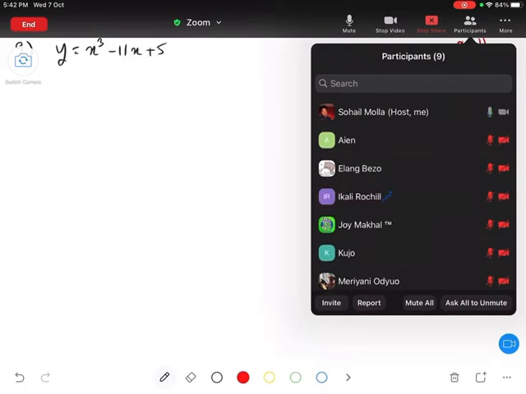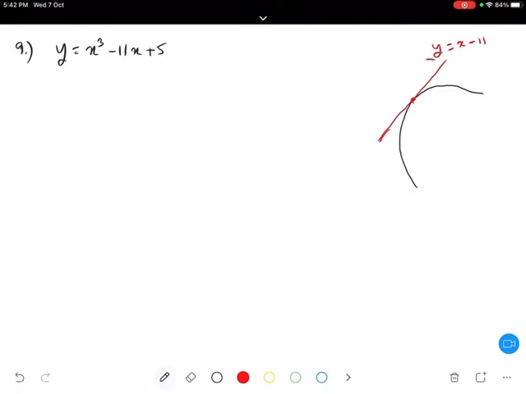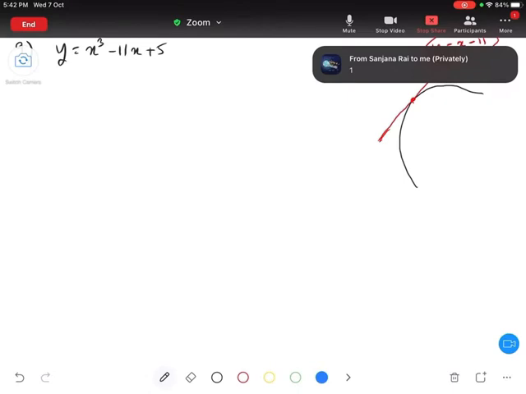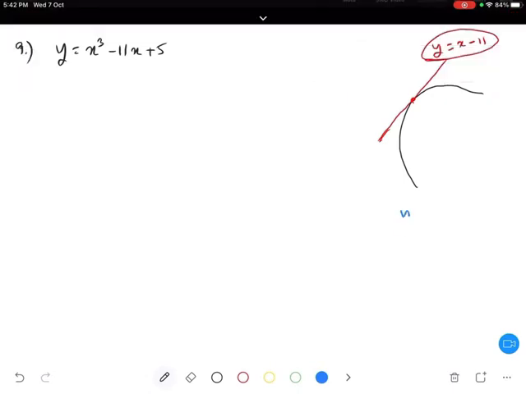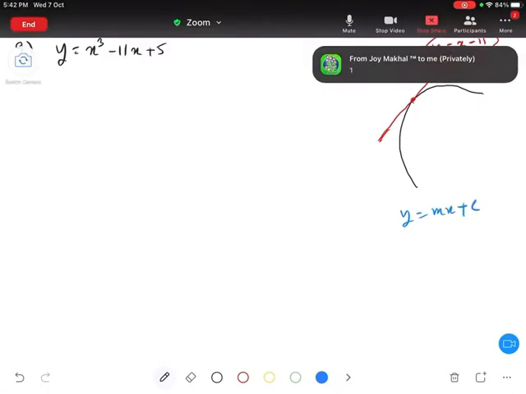Can anybody tell me what is the slope of this tangent without thinking much? What is the slope of y is equal to x minus 11? How to find the slope of a straight line? Yes, very good. How did you get it? You will apply y is equal to mx plus c. Very good. Yes, slope is 1.